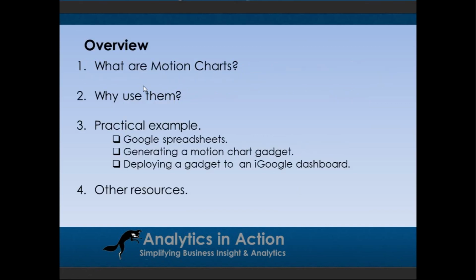So what I'll do is give you a quick overview of the format of this demo. First of all, I'll talk about what motion charts are and why you'd want to use them, and then I'll go through a practical example involving setting up a Google Spreadsheet, generating a motion chart gadget, and then deploying that gadget to an iGoogle dashboard. And finally, I'll go over a few other additional resources I have for analytics, business intelligence, and BI stuff in general.